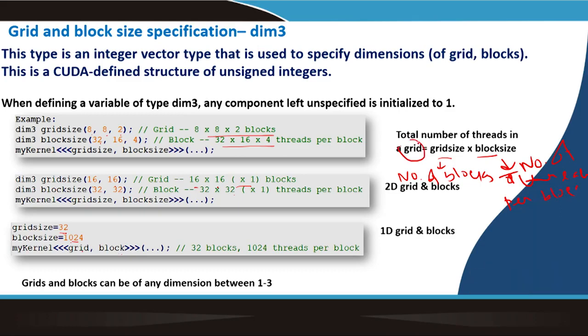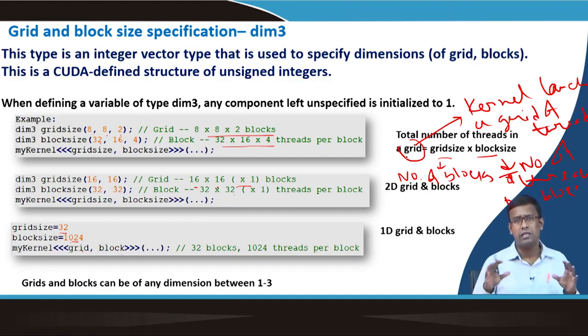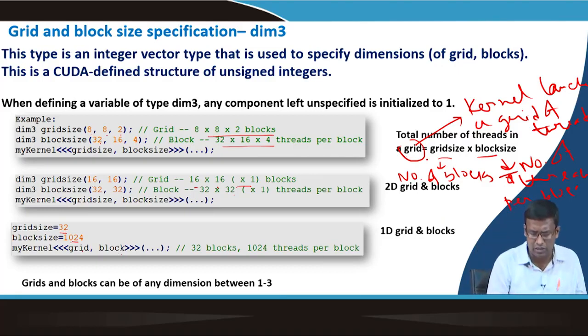And what is a grid? A kernel launches a grid of threads. So the total number of threads constitutes a grid, and this is arranged in blocks. A grid can be decomposed into multiple blocks, and then these blocks can be decomposed into multiple threads. The total number of threads is grid size into block size. That is the number of threads inside a grid, or the number of threads when a kernel is launched.